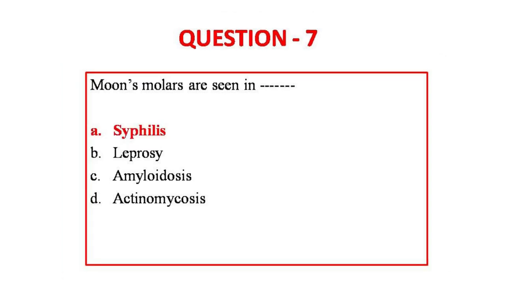Syphilis. We all know the stigmata of congenital syphilis is Hutchinson's triad. So what are they? There are three things. One is interstitial keratitis, the eighth nerve deafness, and of course the Hutchinson's teeth, that is the Moon's or mulberry molar, and the peg-shaped incisors. So the answer to this question, Moon's molars are seen in option A, syphilis.